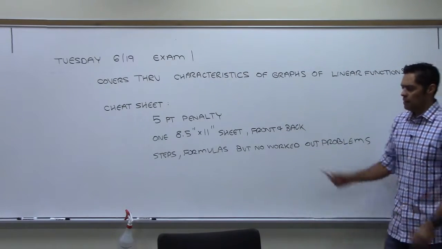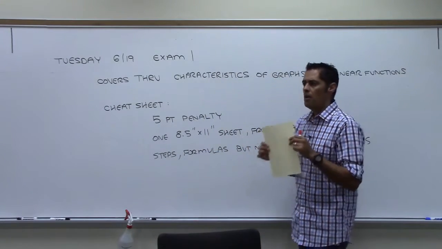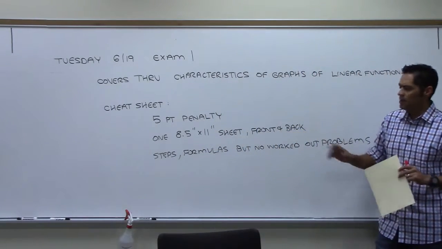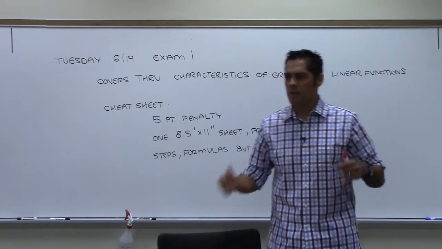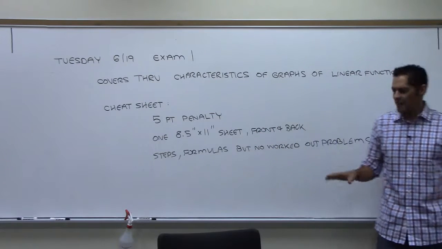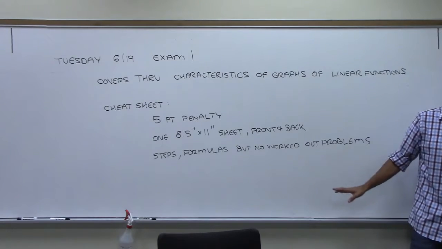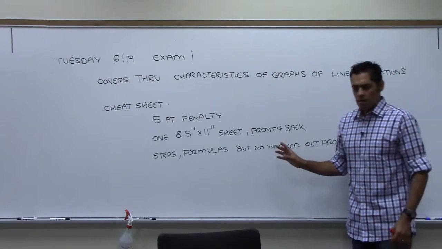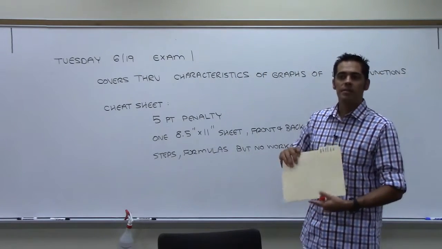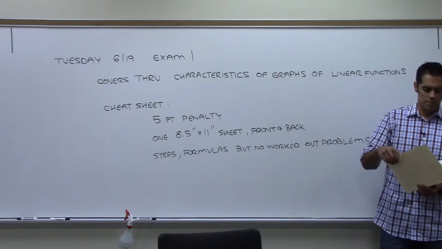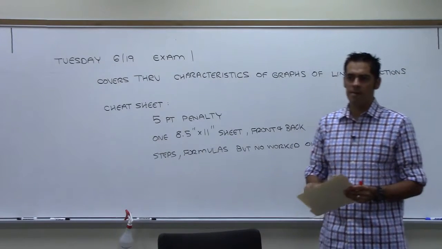That sheet can be a traditional 8.5 by 11 sheet of paper. You can write on the front and the back. You can have any steps, any formulas. If you come up with your own code language that I don't understand, that's fine. You just can't have worked out problems. Any questions on that? Is it just like random letters as numbers? Yes, in like a step-by-step problem? Sure. Just don't have anything worked out that's specific.